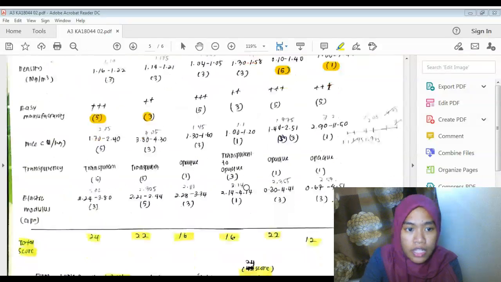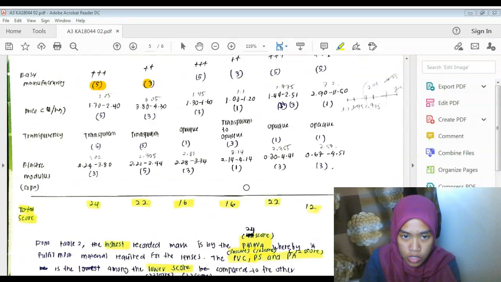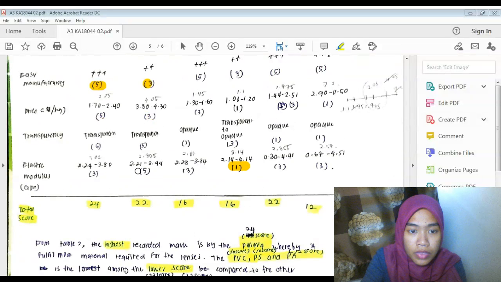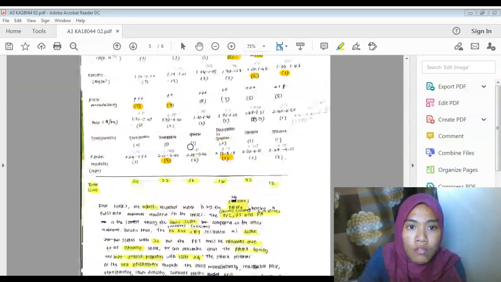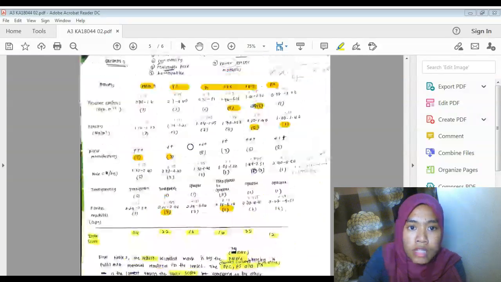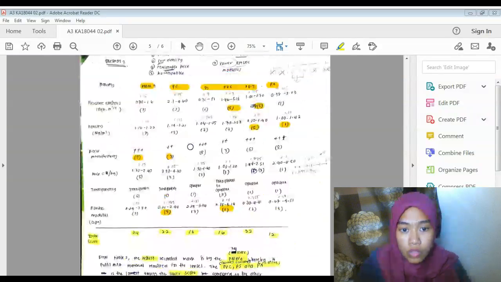And then for the elastic modulus, it must be lower, thus the one with the highest value of elastic modulus will get a score of 1, the one with the medium to lower will get a score of 5, and the others will get a score of 3. The total score for PMMA is 24, for PC it is 22, PS 16, PVC 16, PET 22, and PA is 12. So the one that I choose is PMMA.